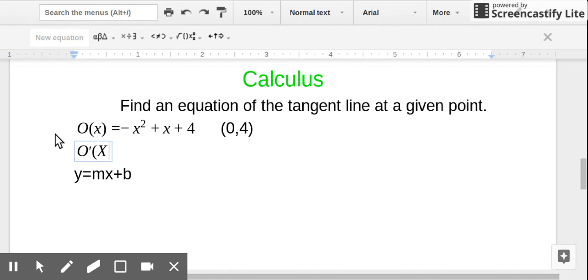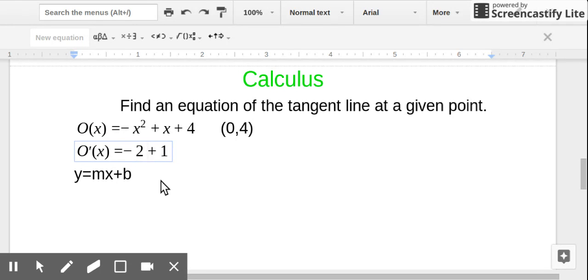So we're going to find O prime of x. Wrong x. O prime of x is equal to, and of course it's negative 2x plus 1, and I can just look at that and tell what it is. So maybe you'll see a pattern, not have to use that crazy limit thing.